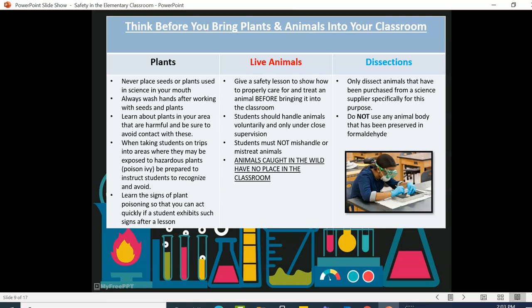Animals caught in the wild have no place in your classroom. Wild animals may have serious diseases, such as rabies, or may carry infectious diseases. They are dangerous to people. For example, turtles may carry salmonella.